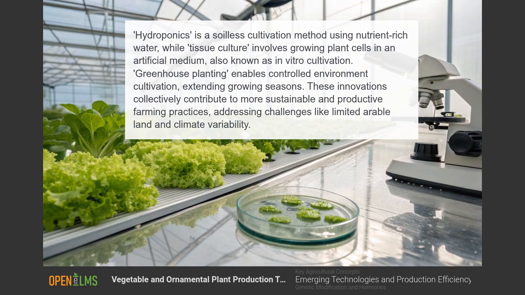Hydroponics is a soilless cultivation method using nutrient-rich water, while tissue culture involves growing plant cells in an artificial medium, also known as in vitro cultivation. Greenhouse planting enables controlled environment cultivation, extending growing seasons. These innovations collectively contribute to more sustainable and productive farming practices, addressing challenges like limited arable land and climate variability.